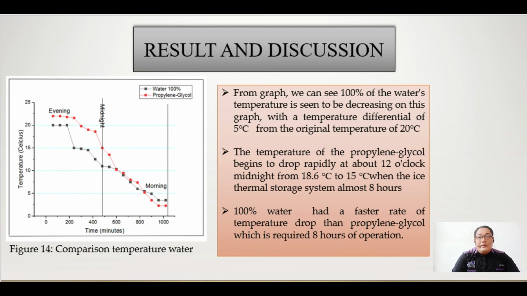So from the graph we can see, starting from 5 p.m. until 12, 100% water starts to drop rapidly within only an hour of operation, but for propylene glycol at midnight, we can see the temperature will drop.